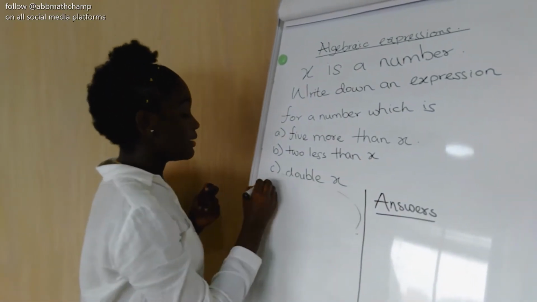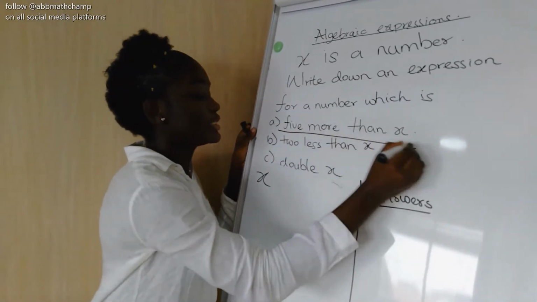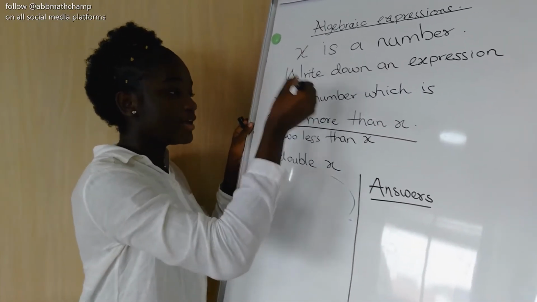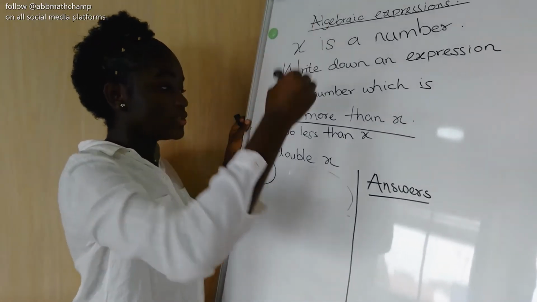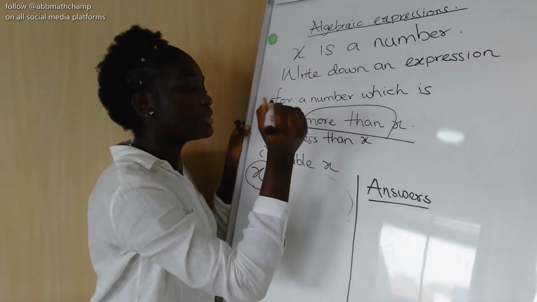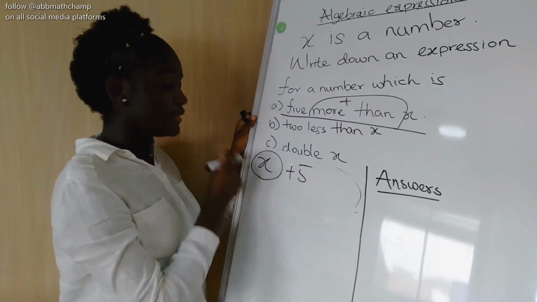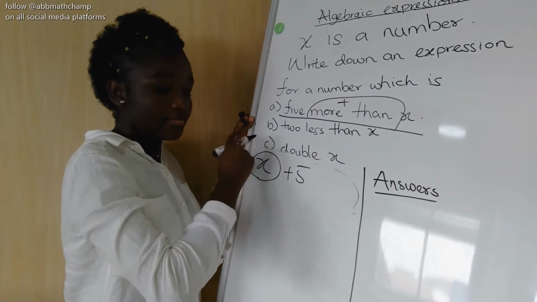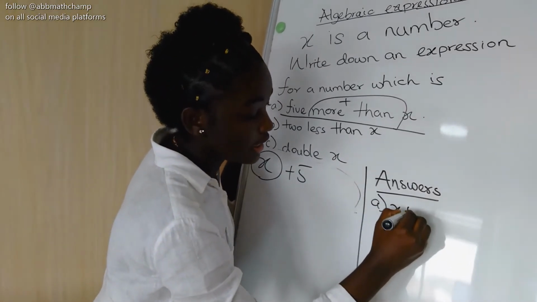So x is the number here. And we are saying that we have 5 more than x. We are writing an expression 5 more than x. So we have your x, but then it is 5 more than. So the more than here represents addition. So you're adding 5 to it because it's greater than x by 5. So the answer for A is x plus 5.